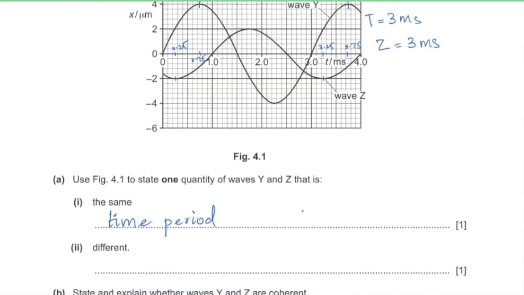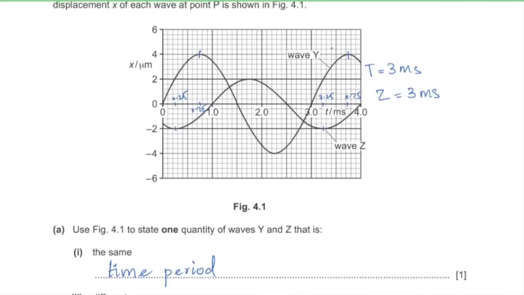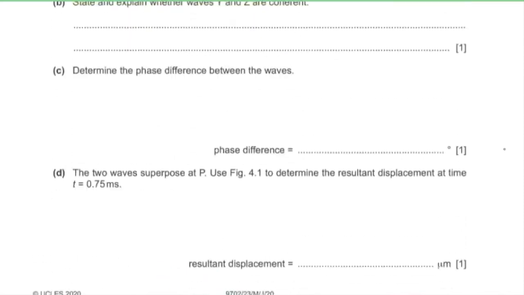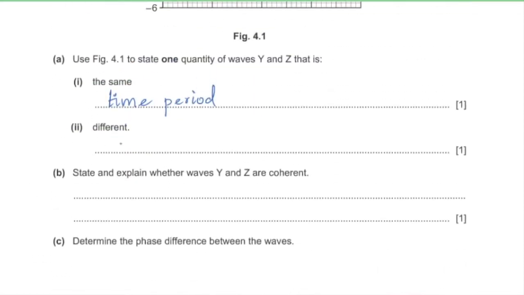One quantity of waves y and z that is different. So it's going to be their amplitude, because the highest point of wave z along the y-axis is just 2 micrometers, and that of wave y is 4 micrometers. So the difference in their amplitude is 2 micrometers, and this is what is different between these two waves. So it's going to be their amplitude.